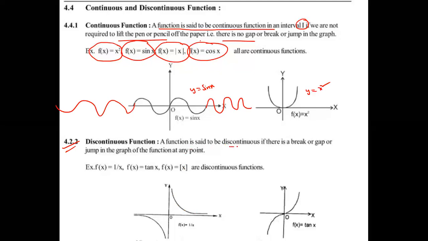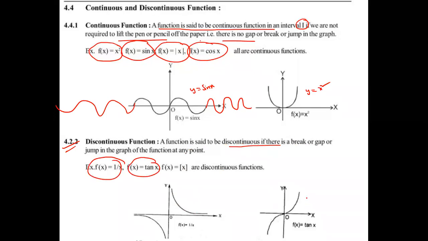A function is said to be discontinuous if there is a break or gap or jump. F of x is equal to 1 by x. F of x is equal to tan x. Tan x means what? Here the gap is there. See, this is what we are talking about, minus pi by 2 to pi by 2.